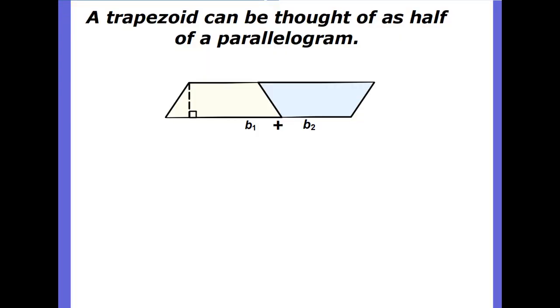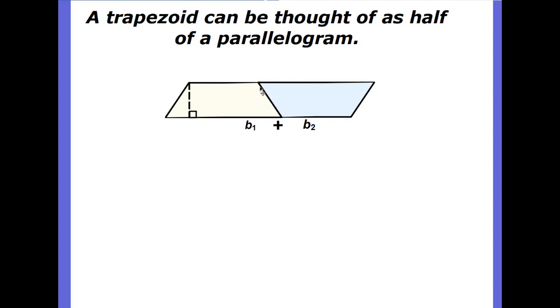So a trapezoid can be thought of as half of a parallelogram. So you see we have a parallelogram here, and if you remember, a parallelogram has two sets of parallel lines. The top and the bottom will be parallel, and the left and the right will be parallel. And their parallel lines are congruent. They are equal. So this bottom base length is the same as the top length.